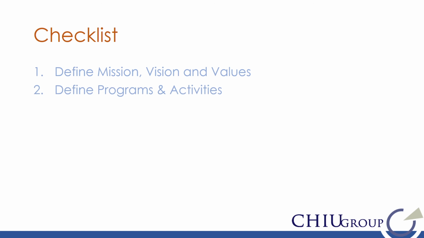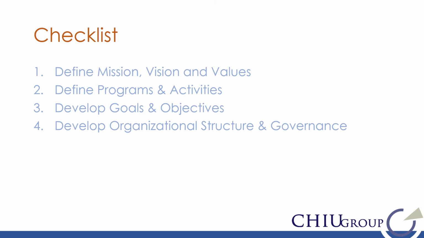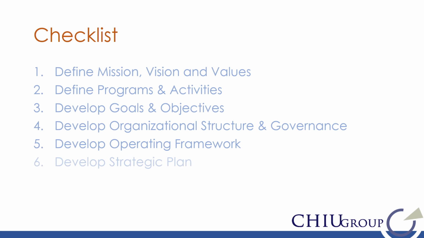So we put all these steps together in a checklist. We believe the first step is to define the organization's mission, vision, and values. Then, to define the programs and activities that form the operating base of the organization. From there, develop goals and objectives. Then, putting it all together into a formal organizational and governance structure. Taking that and drawing out an operating framework from it.